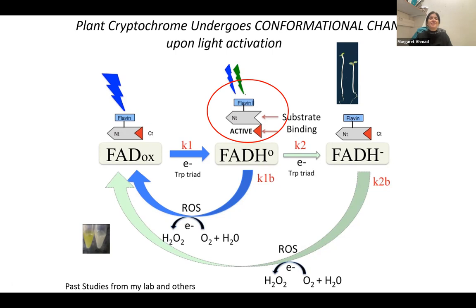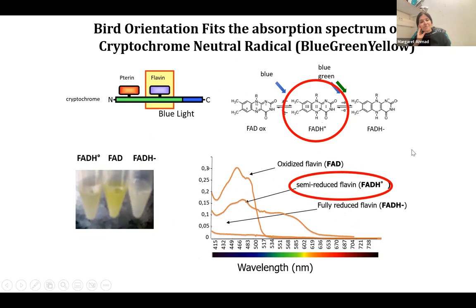So what did the Wiltschkos do? Well, first of all, it was really clear that the green-blue navigation wavelength spectrum fit, because the semi-reduced flavin of cryptochrome, which is circled in red on the bottom panel, has absorption in the blue and the green. It fits with navigation.